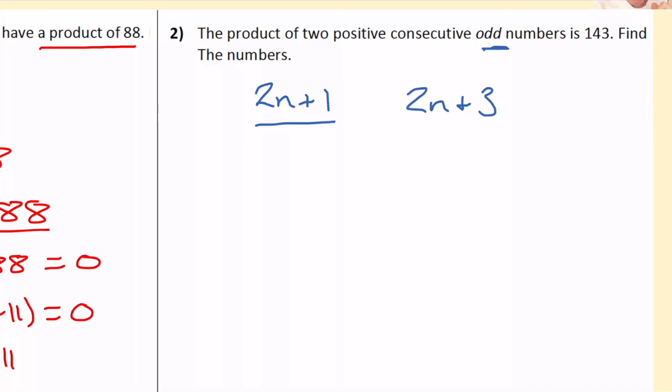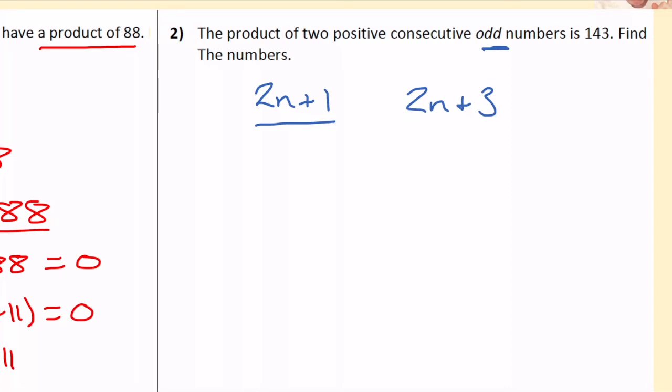So 2n is definitely going to be an even number, because whatever it is to start with, if you multiply it by 2, we get an even number. So therefore 2n plus 1 will always be odd. So that's the only way I can guarantee it's going to be an odd number.